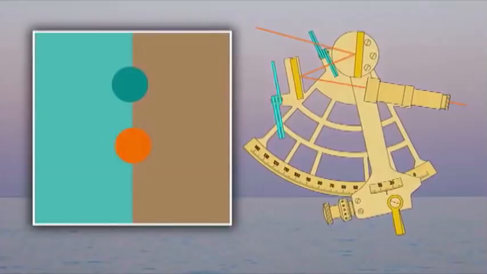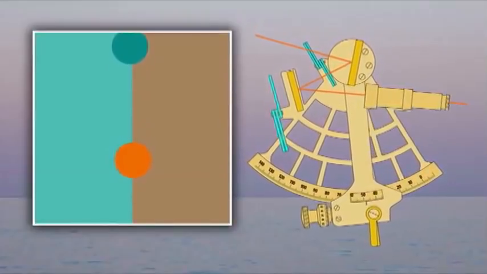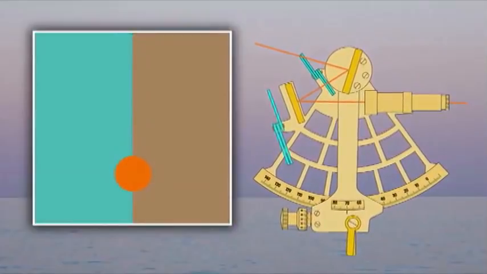As you move the index arm further forward, you need to follow the image of the celestial body that is moving down towards the horizon. This is the tricky part. The rate you are lowering the sextant and the rate you are moving the index arm forward need to be synchronized so that you keep the image of the sun in the view of the telescope.